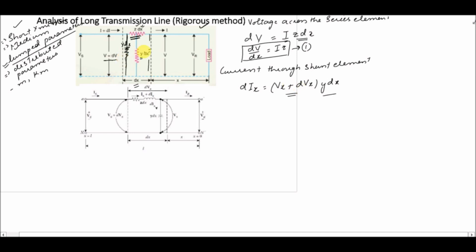But we know that as this segment is very small, this dVx value will be very small. So we can consider that equal to 0. So this dIx will be equal to Vx y dx, and dI by dx is equal to Vy. We can remove this subscript from here, right?